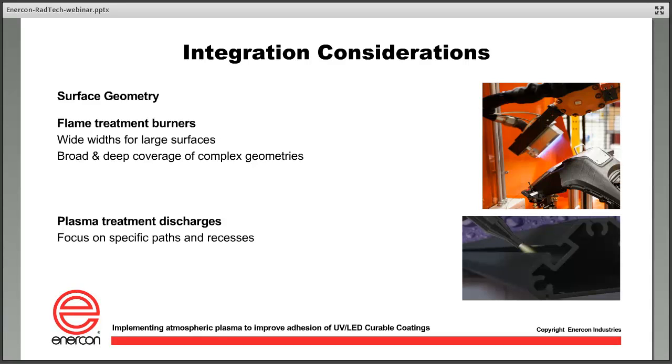Some considerations I mentioned, flame treatment does a really good job of working with a lot of different types of contours. You'll see a photo here on the right hand of your screen. That's actually an automotive dashboard, so you can think of all the different contours. I believe that was an ABS substrate that they were treating prior to a leather wrapping application. But if you have a lot of complex geometry, flame treatment's going to be a great fit. If you have a very focused path, if you're printing a date code, if you're putting an adhesive down, typically the plasma treatment heads are going to be the best fit for those applications.